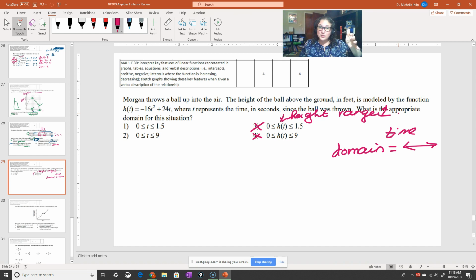Then I'm looking at choices 1 and 2. Because I'm throwing something, time exists. So it's not after only between 5 seconds and 9 seconds. It's the whole time. So that's why I have the 0. Okay, so that's good. Now we just have to figure out, is it going to be 9 or is it going to be 1.5?